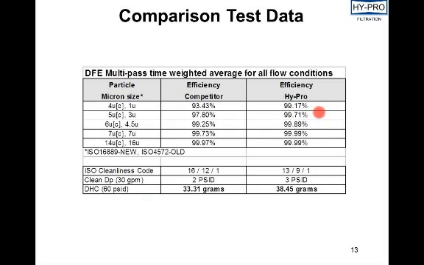Again, these numbers are looking consistent with what we've seen before, 93.43% versus 99.17%. So the Hypro has a higher efficiency, also delivers lower ISO codes, 13/9/1 versus 16/12/1, and then greater dirt capacity, 38.45 versus 33.31.